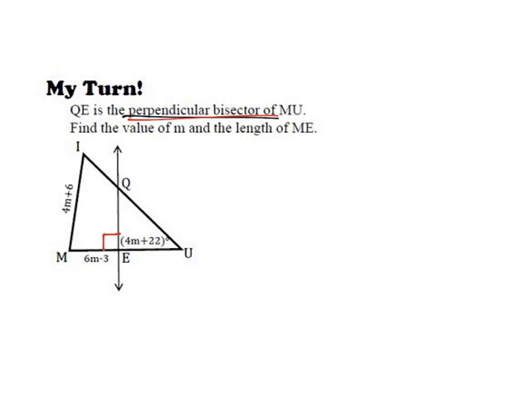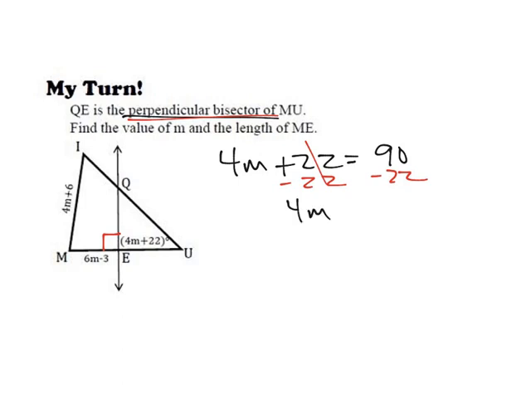Okay, so let's take what we know. We know that basically there's a 90 degree angle in here. We also know that this angle here is equal to 4m plus 22. We're given that. So then 4m plus 22 degrees is equal to 90 degrees. So now it's just algebra at this point. Minus 22, minus 22. So m would equal 17.